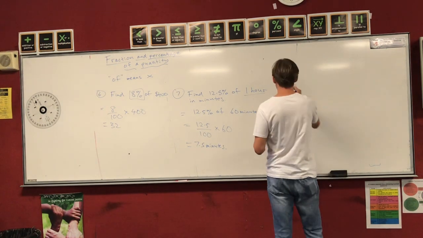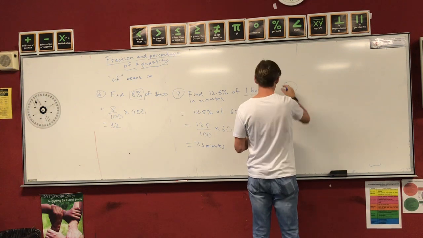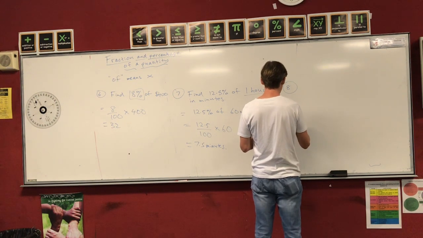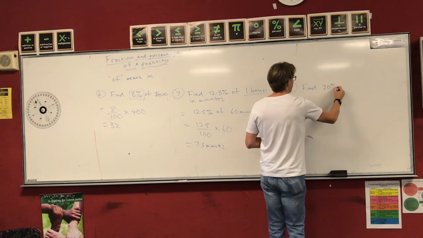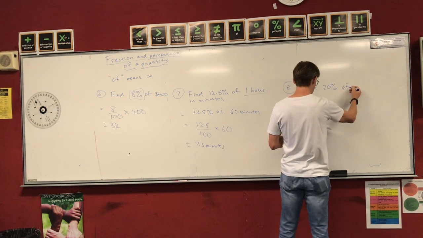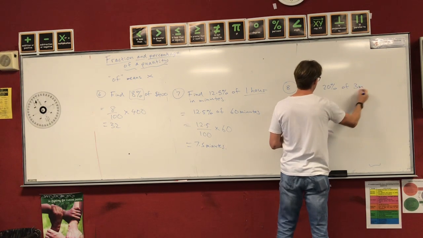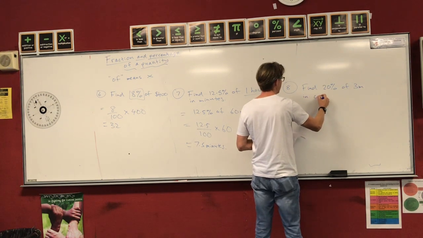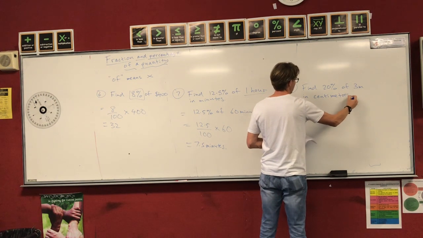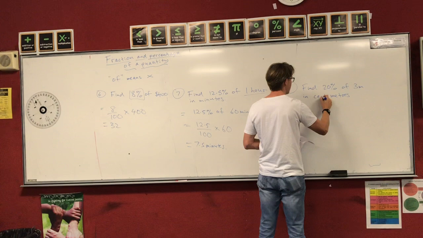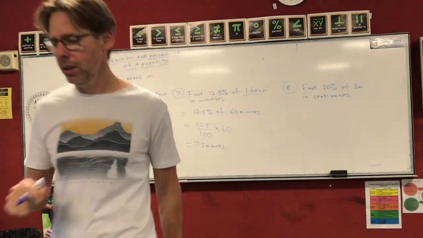Alright, next one. Last one for today. Number 8. Alright, 20%. So find 20% of 3 meters in centimeters. Okay, that is an M there. Okay, pause the video, have a go.